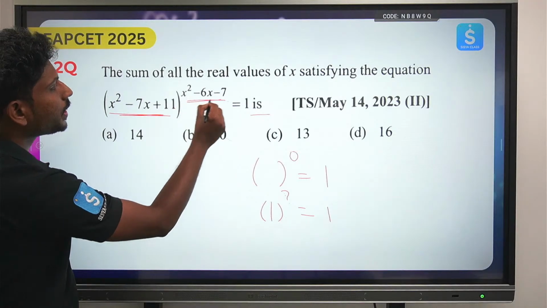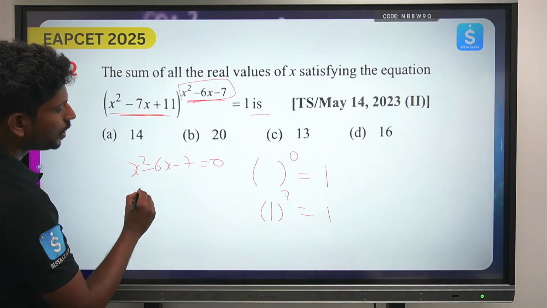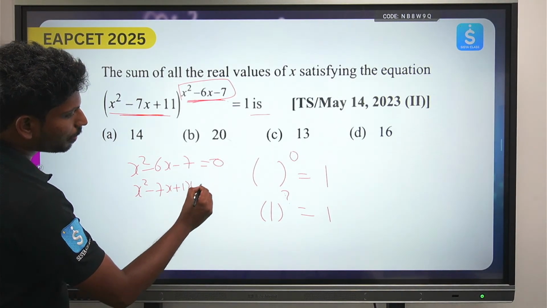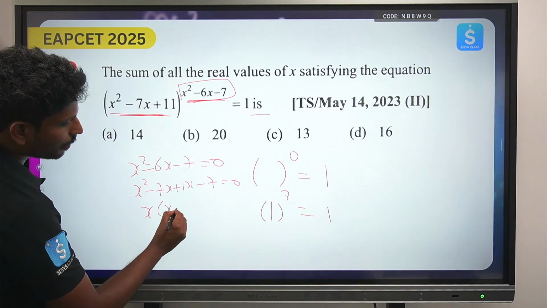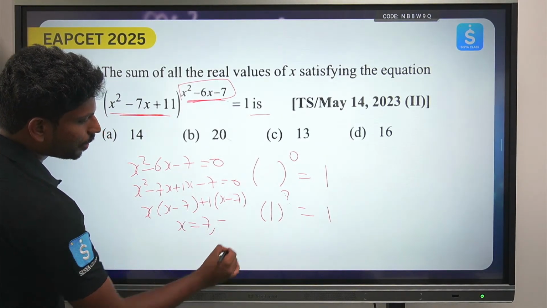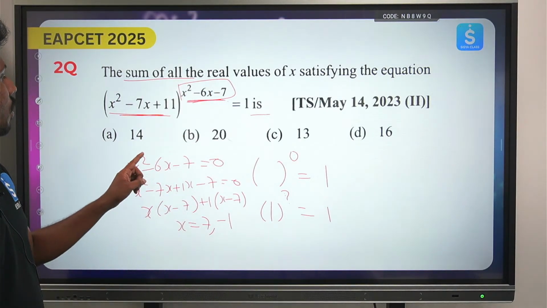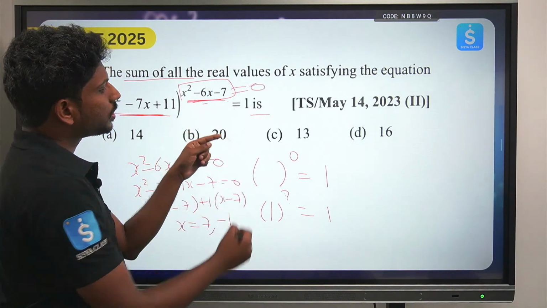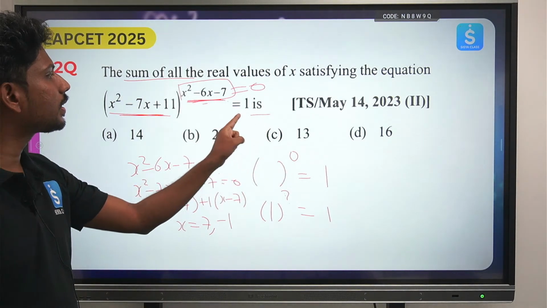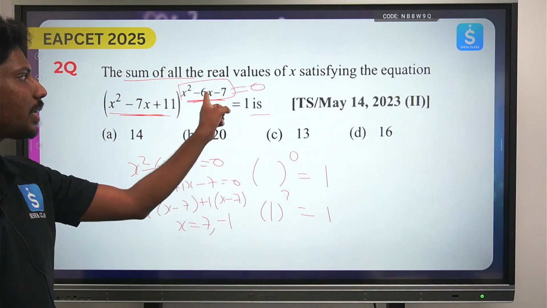So we'll first evaluate the exponent part equal to 0: x square minus 6x minus 7 equals 0. Let's split the middle term: x into x minus 7 plus 1 times x minus 7. From here we get x equals 7 comma minus 1. So we have two values, 7 and minus 1. Why are we equating this to 0? If the exponent part is equal to 0, then we will get the value 1. That is one way in which we can arrive at 1, equating the exponent to 0.